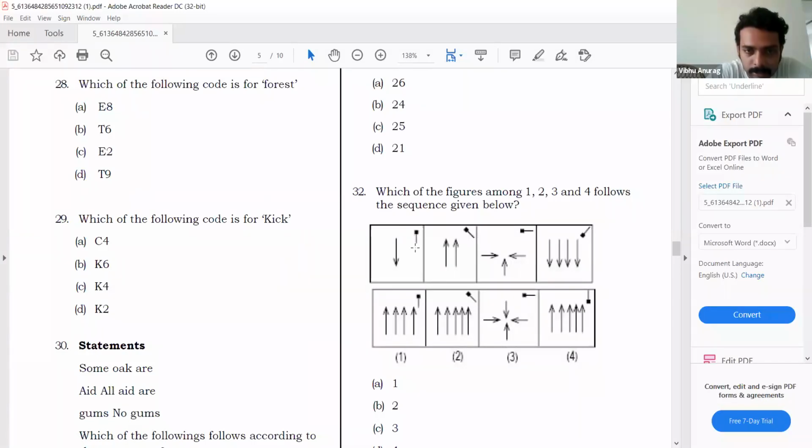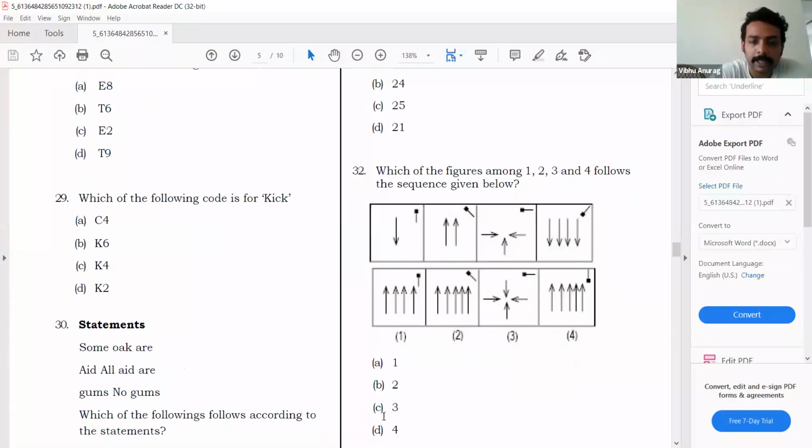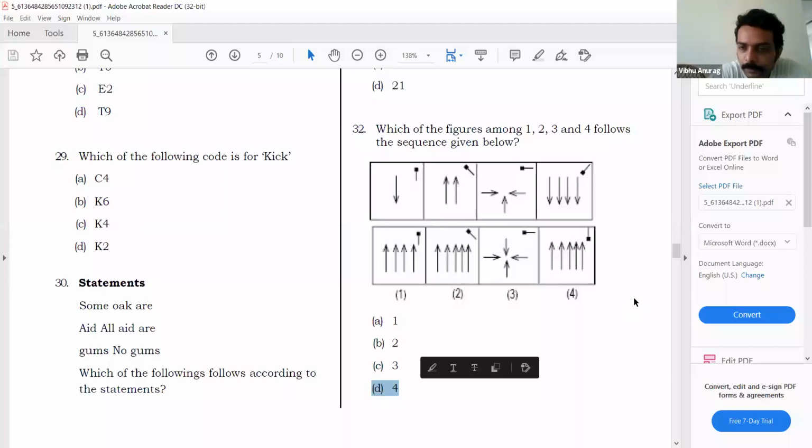And you see this, let's call this a hammer. The hammer is moving in the anti-clockwise direction by 45 degrees. So then it should point south. So it should be the fourth one, D. 32 should be D. This figure that you have, 32 should be D. Okay.